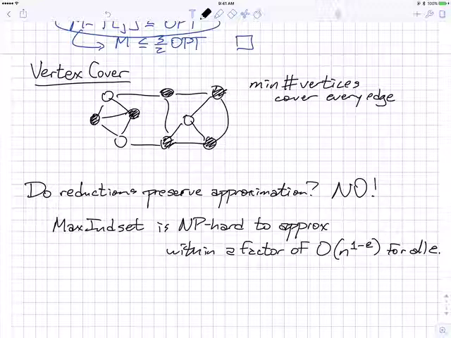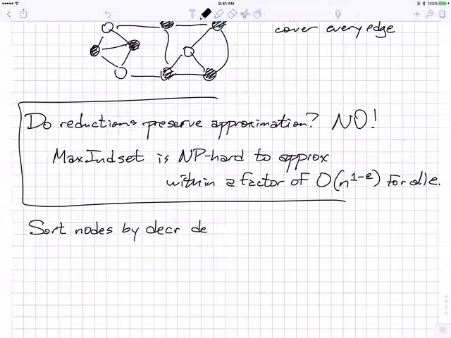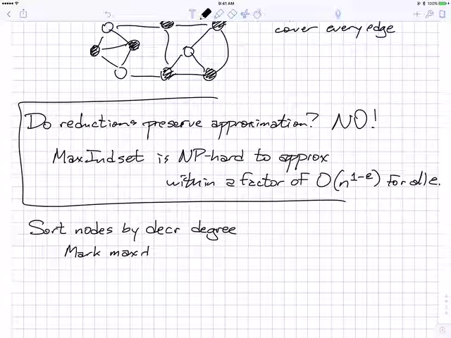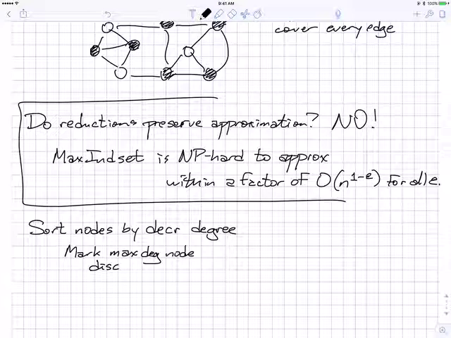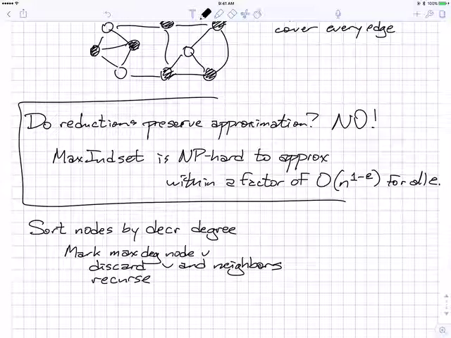Let's let somebody else guess. Okay, so we'll try to do exactly what we did before. Sort the nodes by decreasing degree, I guess. Then mark the maximum degree node. Discard that node V and its neighbors. And then recursively compute a vertex cover of everything else.